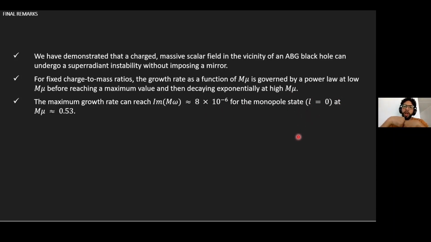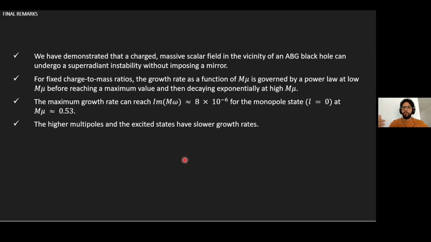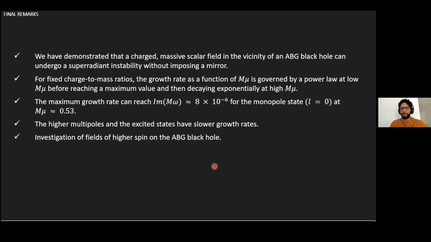As we have seen, the monopole mode has the largest binding energy and the fastest growth rate. And we have seen that higher multipoles and excited states have slower growth rates. In order to finish, we intend to investigate in the near future fields of high spin on the ABG spacetime. So that's all. Thank you for your attention.